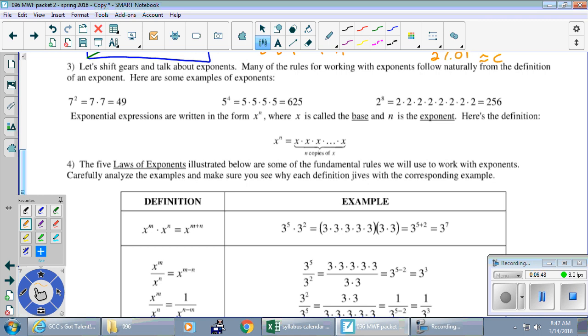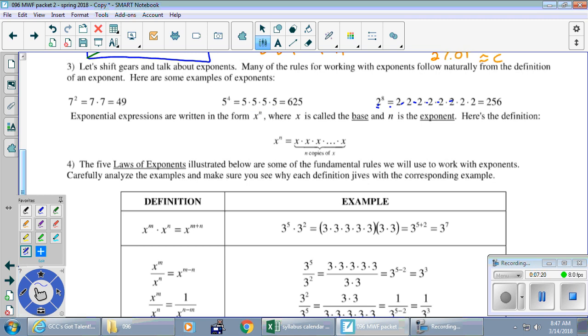Many of the rules for working with exponents follow naturally from the definition of an exponent. Here are some examples. So just a minute ago, we talked about 7 squared. How do we know it's 49? Because 7 squared means 7 times 7, 2 copies of the number 7. What does 5 to the 4th mean? It means a bunch of copies of 5, 4 copies of 5, all multiplied together. 5 times 5 times 5 times 5. That's 625. What is 2 to the 8th? It's 2 times 2 times 2 times 2, 8 of them all together, right?